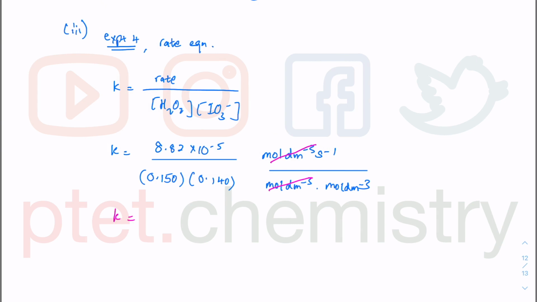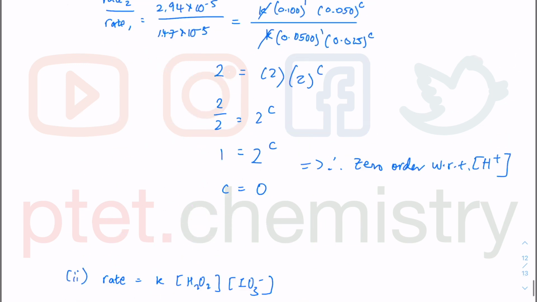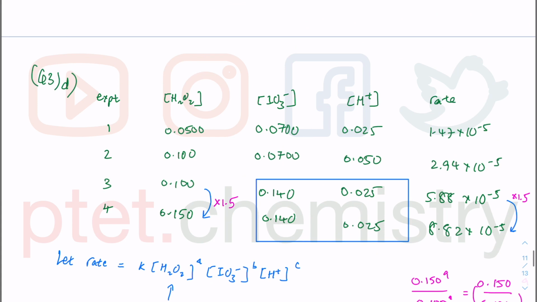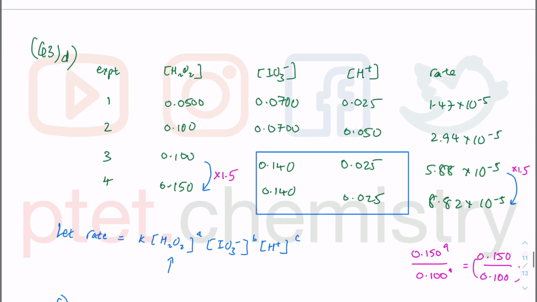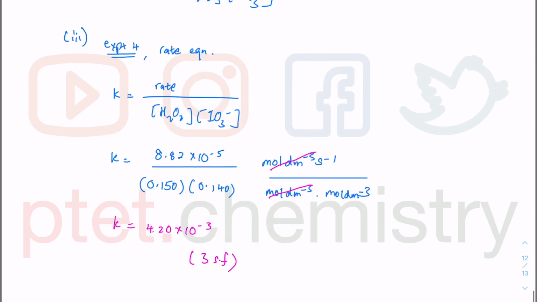So put the value into your calculator and you get 4.20 times 10 to the minus 3. To be consistent with the number of significant figures, you express it to 3 sig fig, not because it's what you normally do, but because the data in the table you are given were all to 3 sig fig. Well, some of them were to 2 sig fig, but all the rates were given to 3 sig fig, and we have used this data to work out the rate constant. So 3 sig fig is not more than 3 sig fig, so it's equally acceptable.